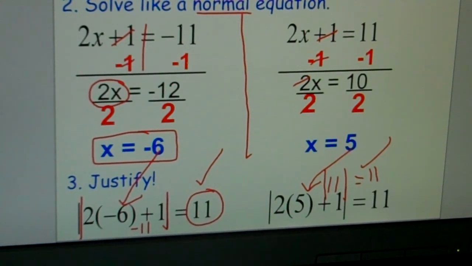Please go back through and make notes of questions that you have. If you need to replay this, please replay it. This is a harder concept. It's going to take a couple of tries.